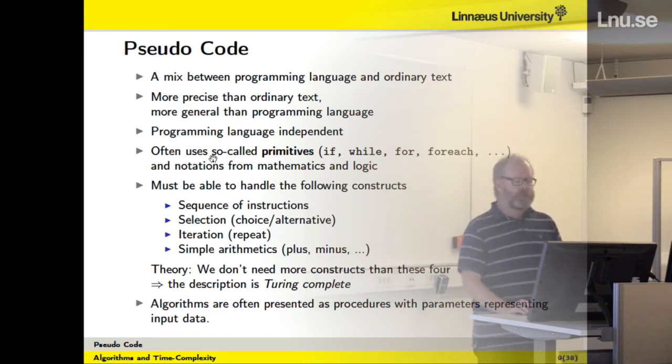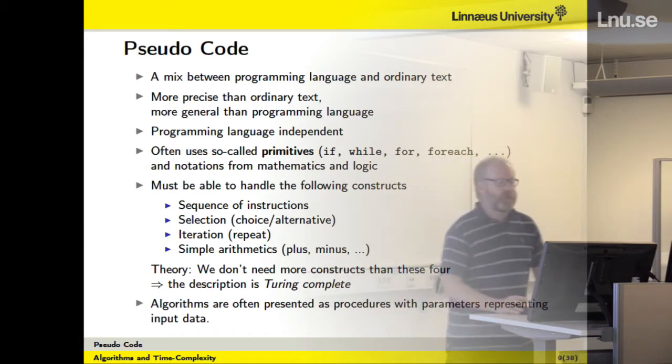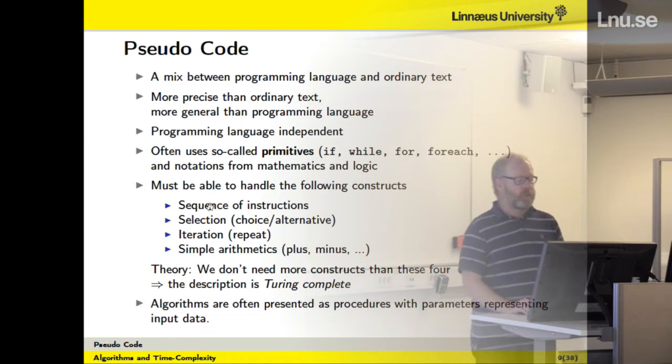Whatever representation you are using, it must be able to handle a sequence of instructions, selection, iteration, and simple arithmetic. And if you study more theoretical computer science, you will know that this is enough. You can solve any computer problem if you have a program that can handle these four things. We say that this programming language, whatever it is, is Turing complete.